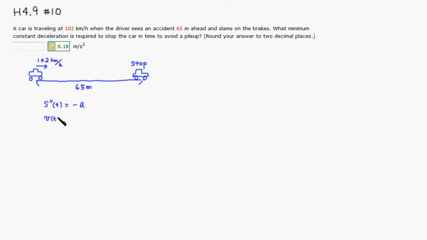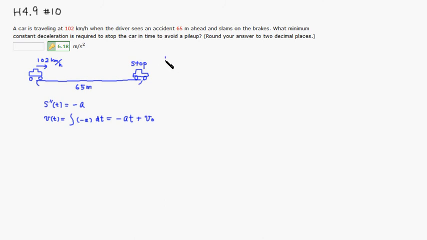So v of t is simply the antiderivative of negative a with respect to t, which is negative at plus the initial velocity, which we already know is 102 kilometers per hour, right? But since we want the answer in meters per square second, we have to convert the units.